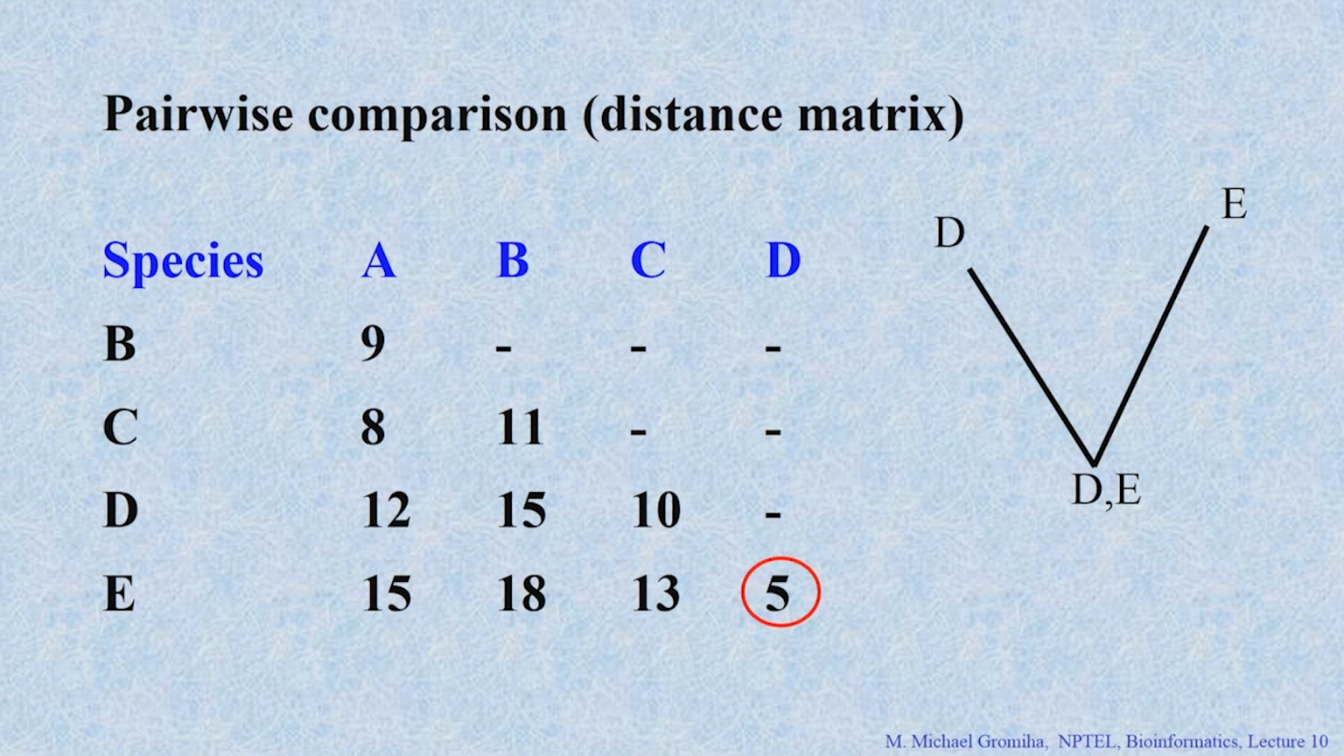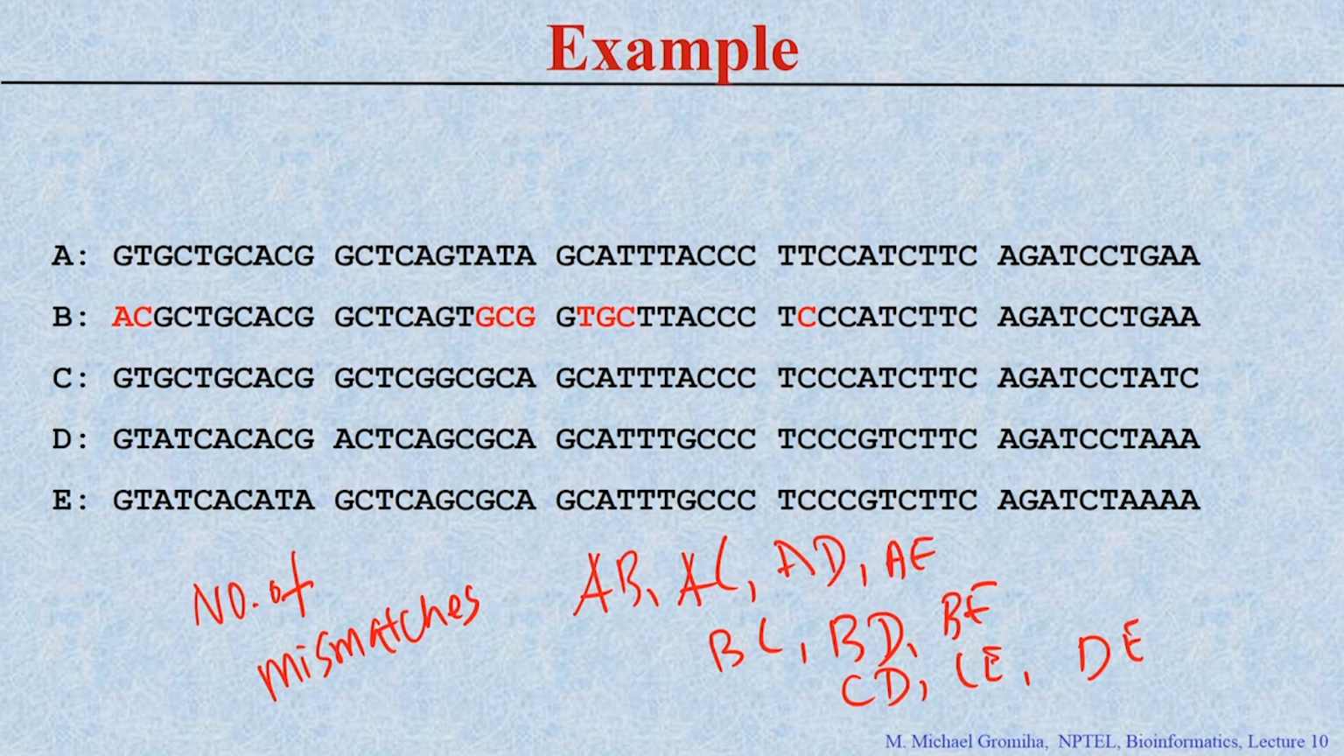So, you can make this matrix A, B, C, D, and here B, C, D, E, because there are 5 organisms. A and B there are 9. Likewise, A and C mismatch is 8, A and D is 12, A and E is 15. Like B C, B D, B E and C D and C E, and D E. Between D and E there are 5 mismatches: 1, 2, 3, 4, 5.